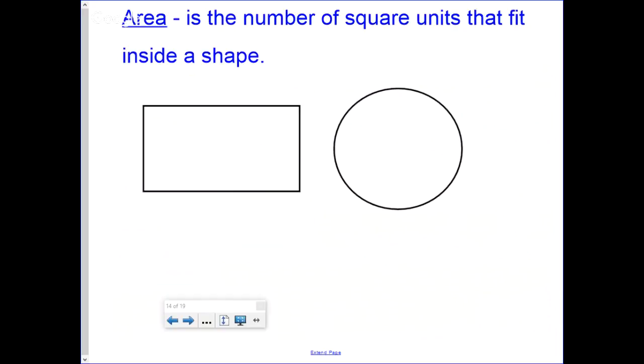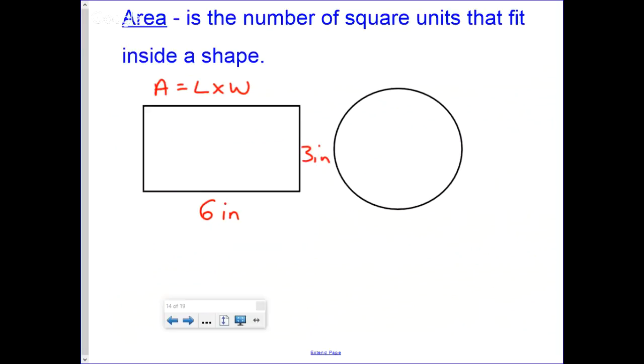This is Mr. Renfro, and I want to go over how to find the area of a circle. Now, last year you learned how to find the area of a rectangle. And when you found the area of a rectangle last year, you used the formula area equals length times width. And let's say you had a rectangle that was 6 inches by 3 inches.